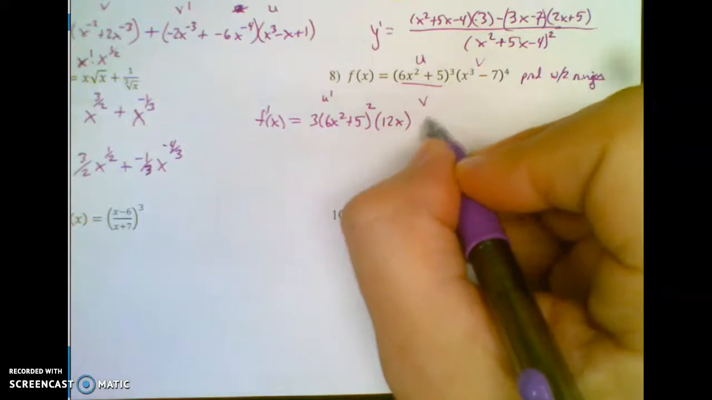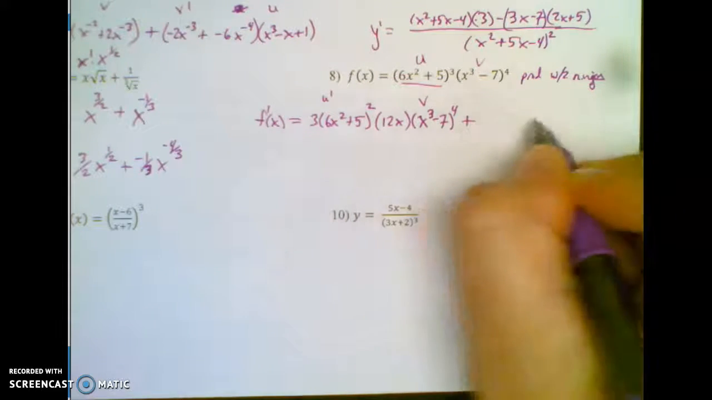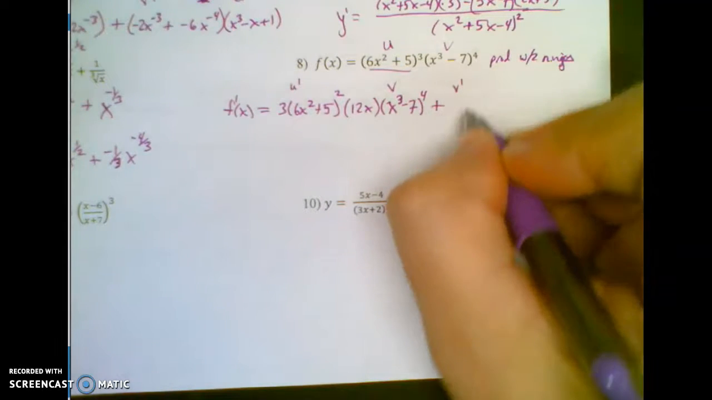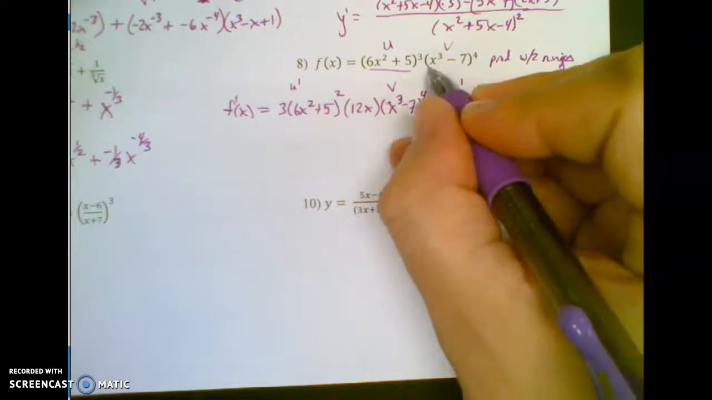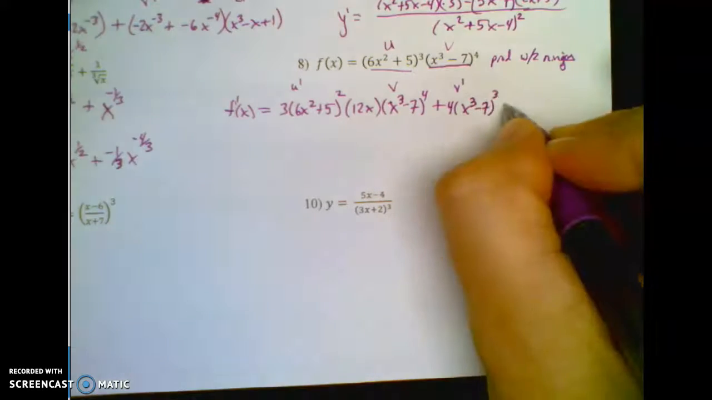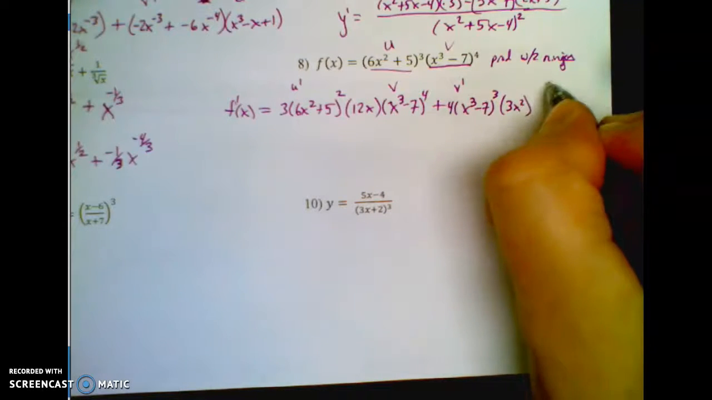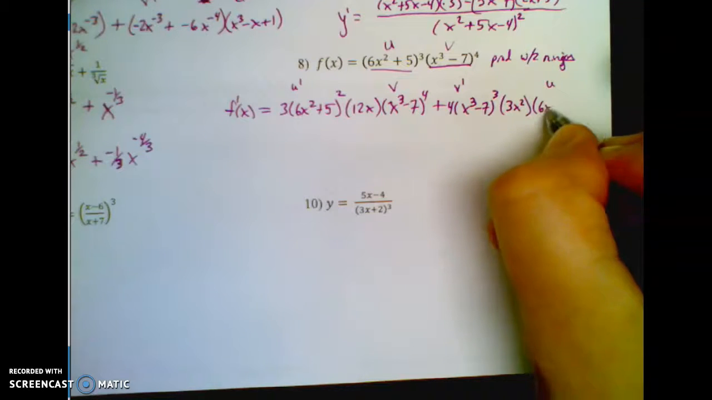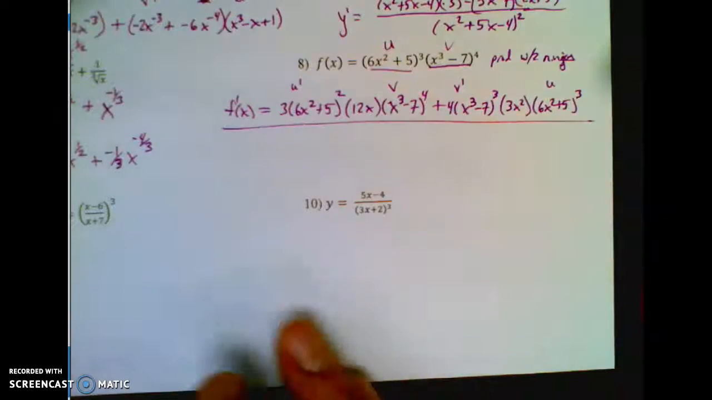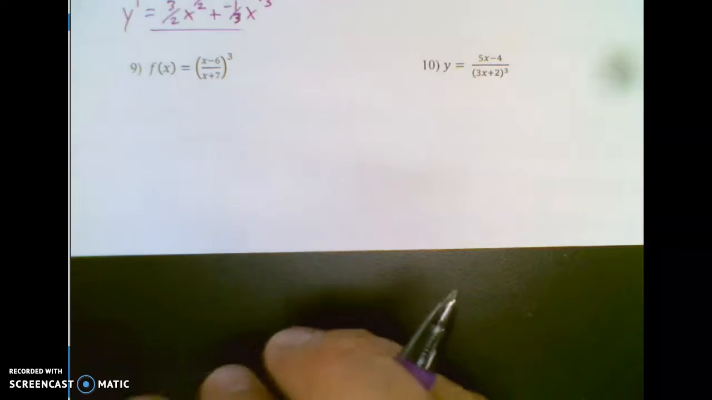Now v I just write normally. Just x cubed minus 7 to the 4th. Plus, I'll probably be able to fit it in. Now I'm going to go v prime. So I'm going to go 4 times this thing to the 3rd times the derivative of what was inside, which is just 3x squared. And then u. We just copy u down. All right, that's it. Awesome. Cruising, man, cruising.